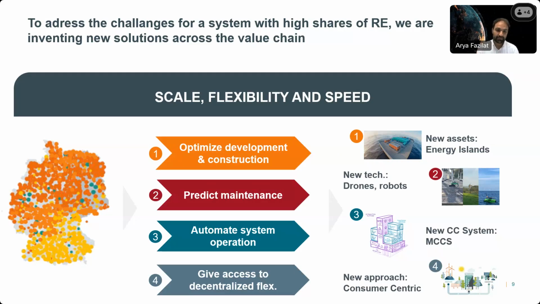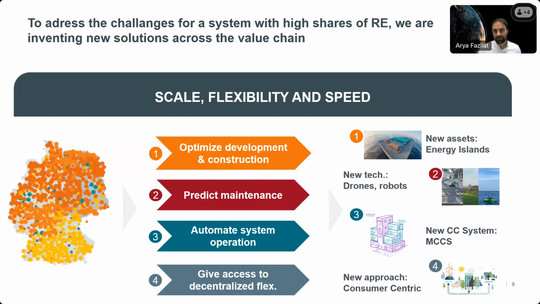For the asset management, we are going towards predictive maintenance using new technologies such as robots, autonomous drones, and autonomous boats. And for the system operations, we are automating system operations more and more, supporting our colleagues in the control center with a new control center system. And that is the topic of today.